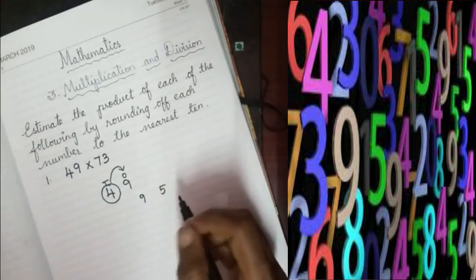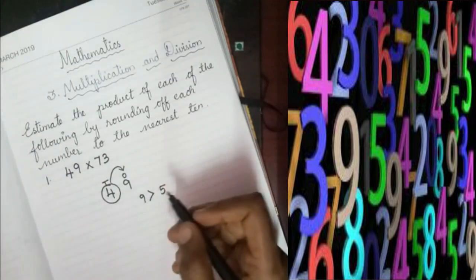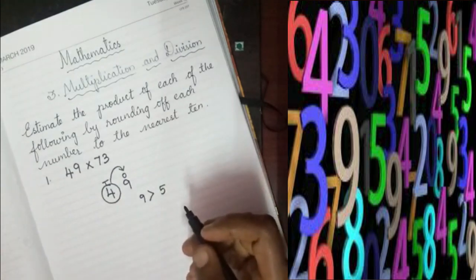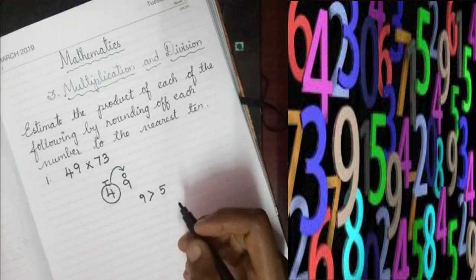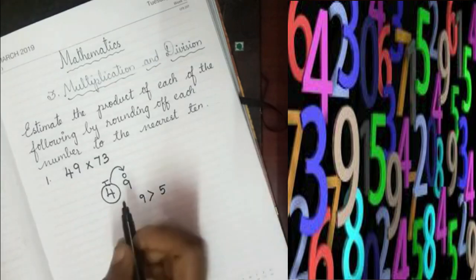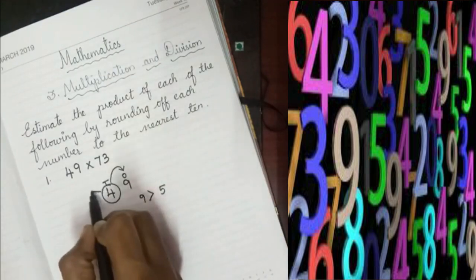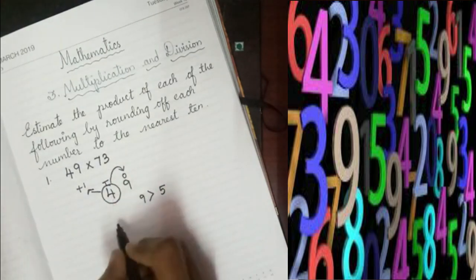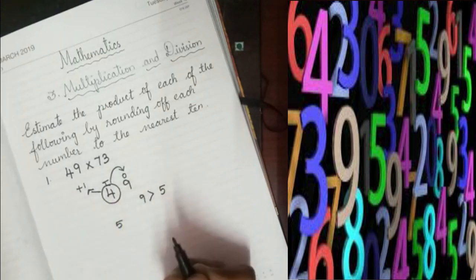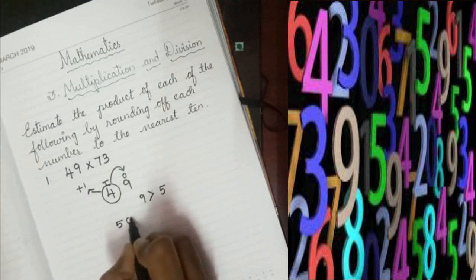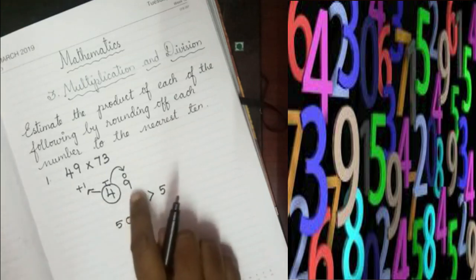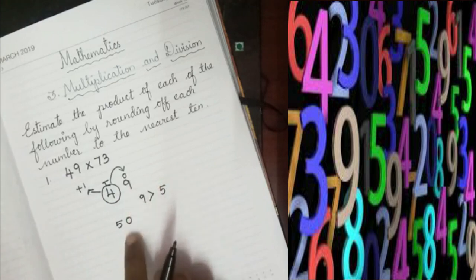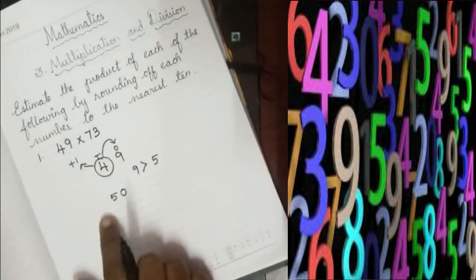Which one is greater? Of course 9 is greater. If the next number is greater than 5 or equal to 5, what will we be doing? We will be adding 1 to the tens place. So 4 plus 1 is 5. To the next numbers we will be adding 0. The right side, however many digits you have, that many zeros you have to add. So this will become 50.